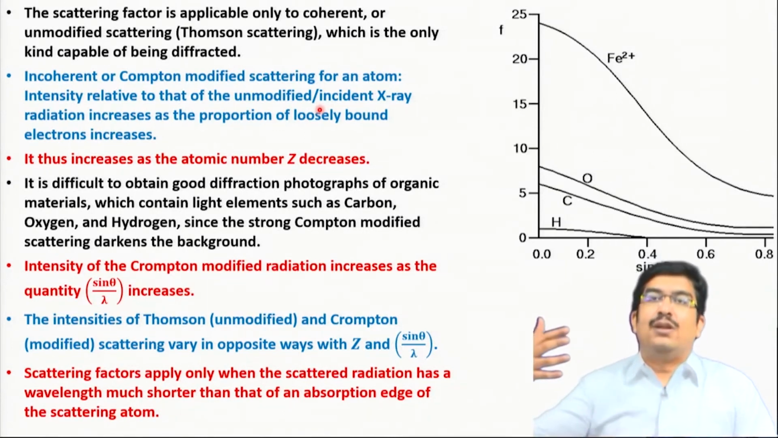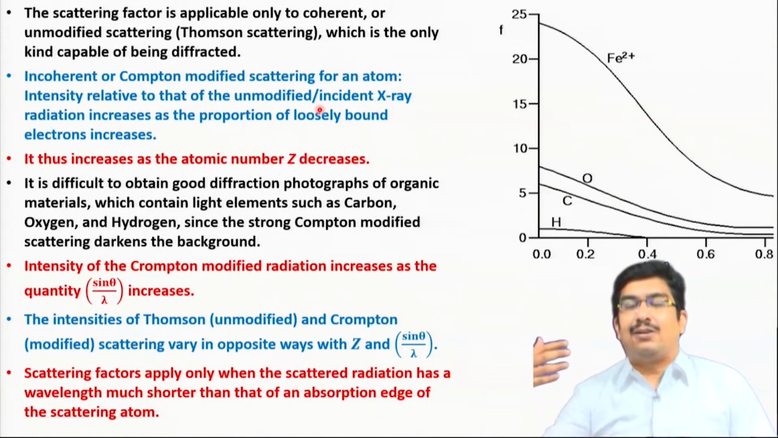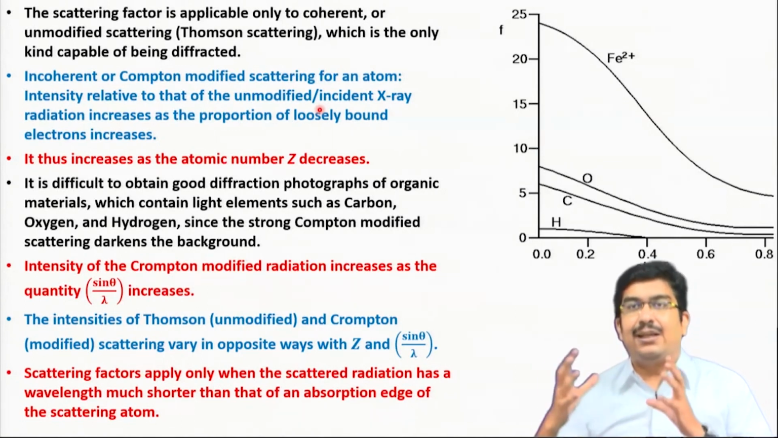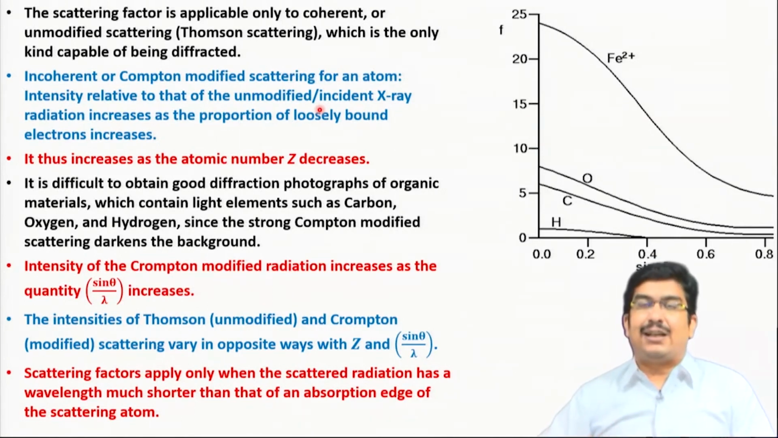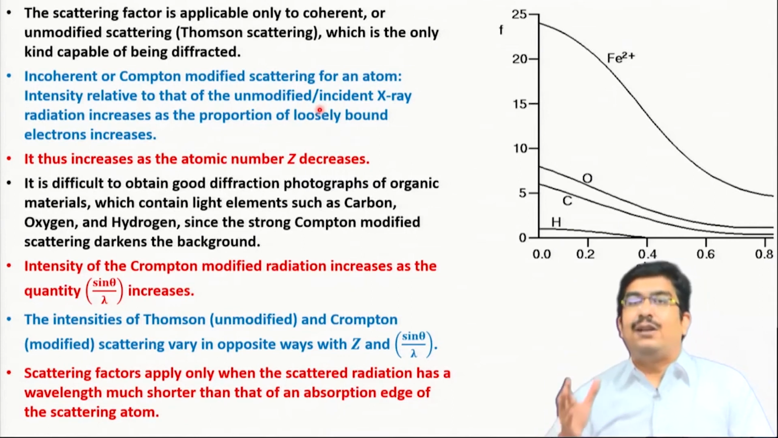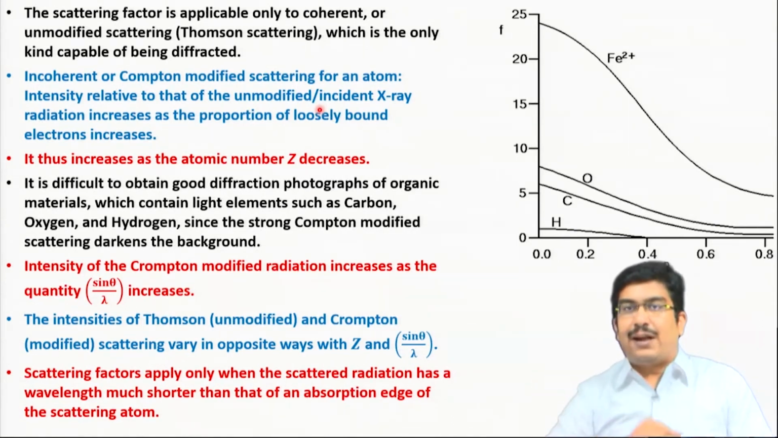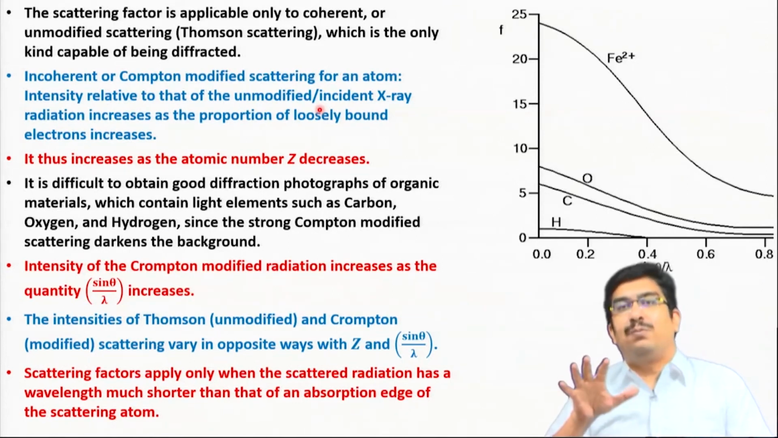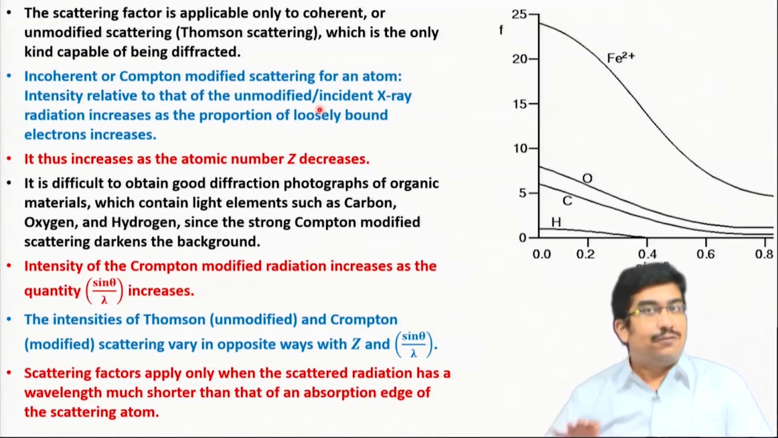So, finally, what happens when you capture the intensity in an X-ray detector is that you capture not only the diffracted beam, you also capture the beam coming out of the Compton scattering, which will form the background.